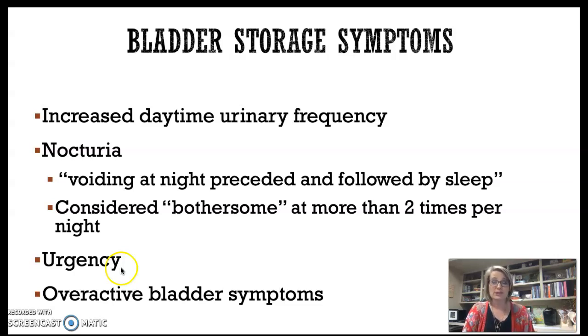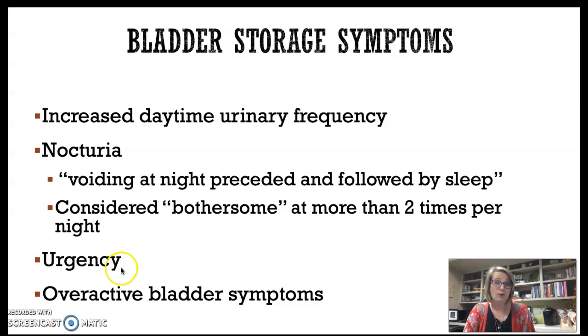And then urgency is that strong sensation that you need to go to the bathroom. This isn't to be confused with just a normal sensation to go. Urgency is that very strong, powerful, almost panic. I've got to get there. I've got to get there fast. What if I leak? What am I going to do? And they just kind of have this panic. That's urgency. They're often rushing to get to the bathroom.